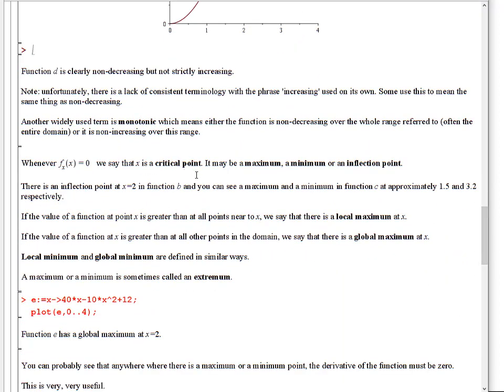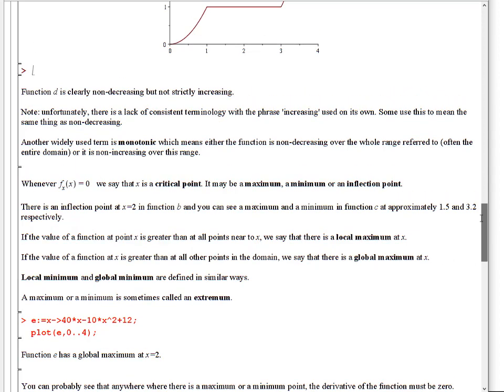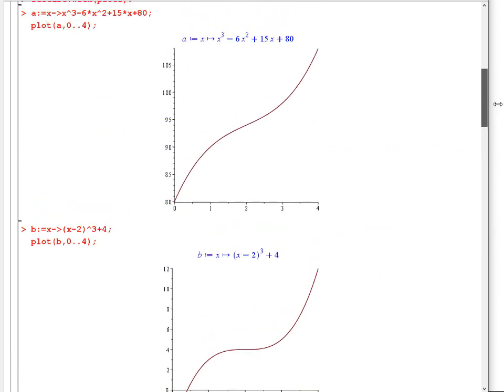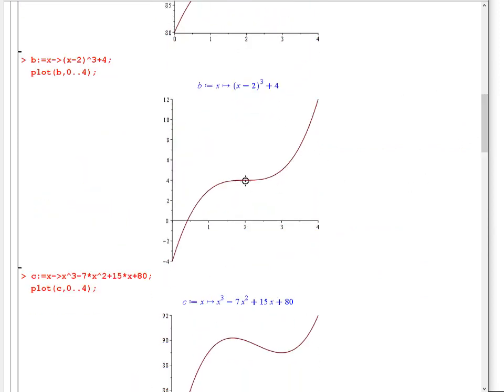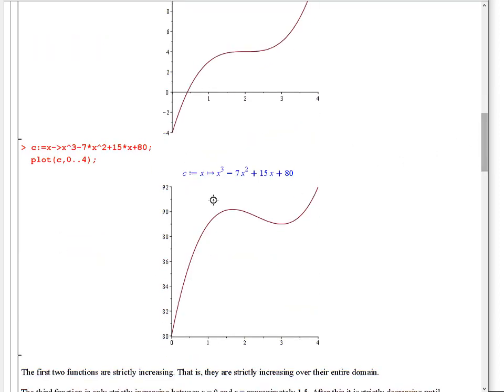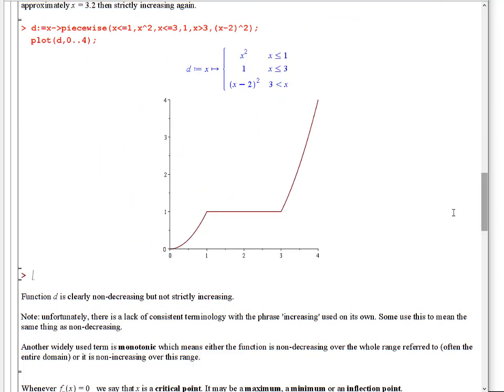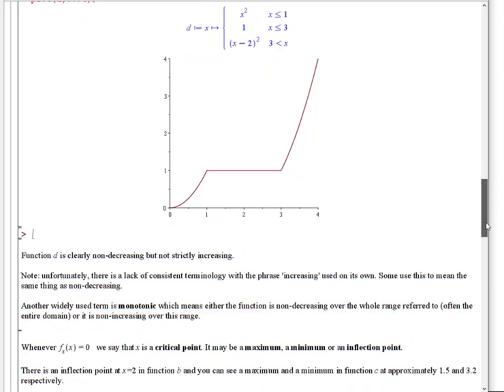Next bit of jargon, a critical point is somewhere where you have a maximum, a minimum, or an inflection point, and that's whenever you get the gradient being 0. You can see that you've got some of these up here, so there's none there. Here we've got an inflection point where the gradient is 0. Here you have a maximum and minimum where the gradient is 0. And here you've got really an inflection point, an extended inflection point where the gradient is 0.